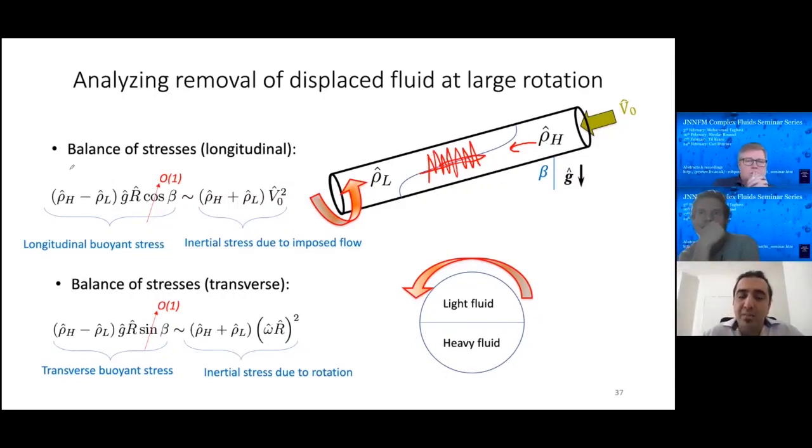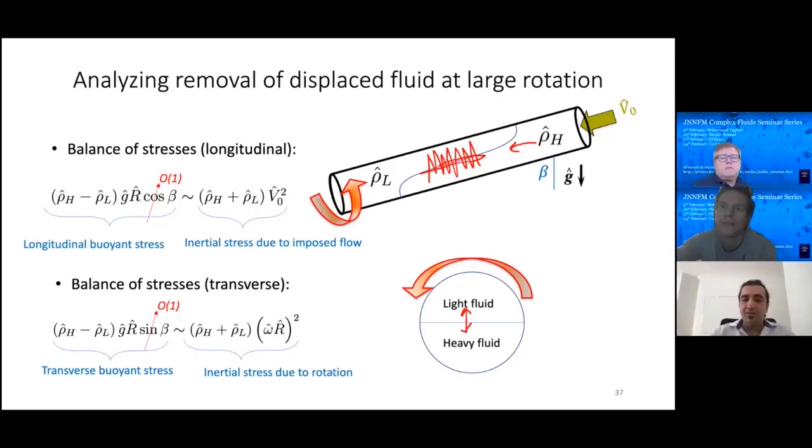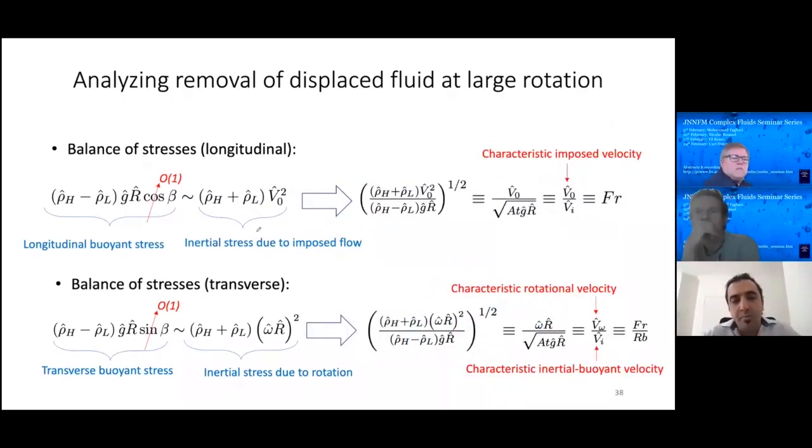So we can write a balance between basically two sets of stresses. First, a buoyant stress in the longitudinal direction, which resists the impulse flow, against inertia due to the impulse flow. Second, a balance between characteristic stresses in the transverse direction, which, as I mentioned for the exchange flow results, wants to keep the fluids segregated and avoid mixing, against the transverse inertia that wants to overturn the interface and induce mixing.